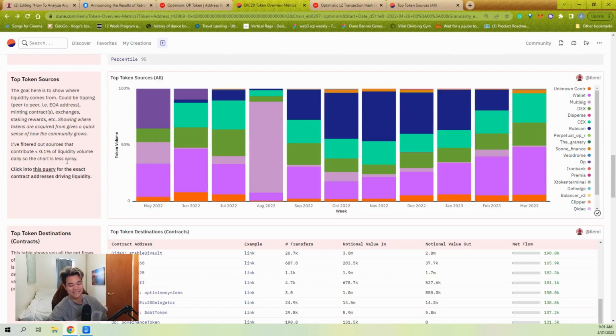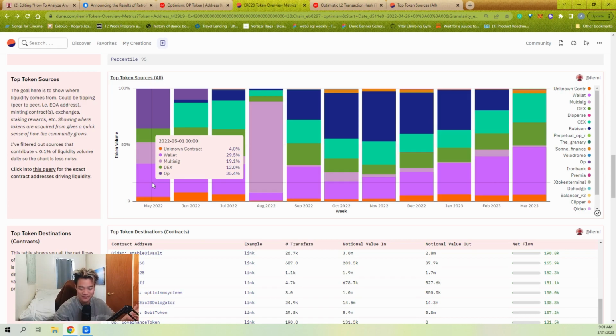So let's get into the second section now on liquidity. So liquidity, there's token sources and token destinations. Sourcing is just saying, okay, for May 2022, wallets got 4% of their tokens from unknown contracts. 29.5% of tokens was just a wallet-to-wallet transfer. 19% of transfers were multi-sig to wallet. 12% were from DEXs, and then 35% were from OP, like Optimism contracts, all right?